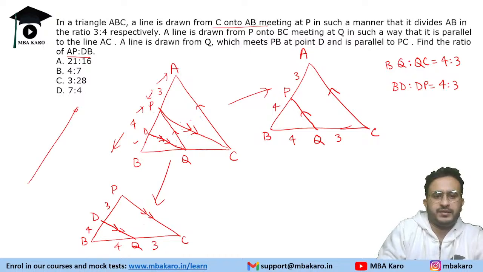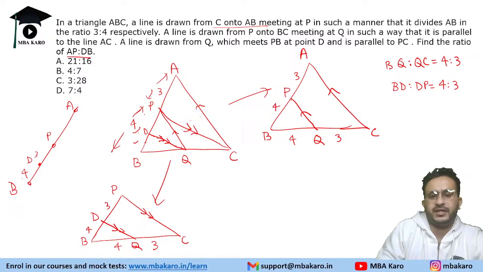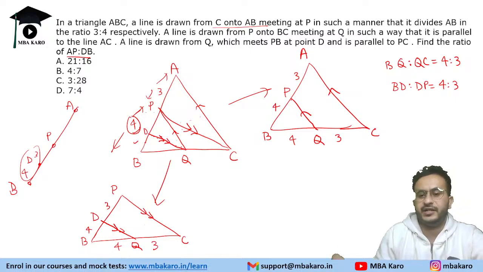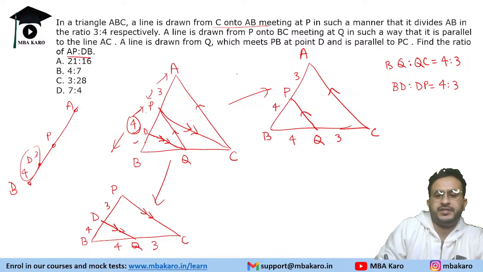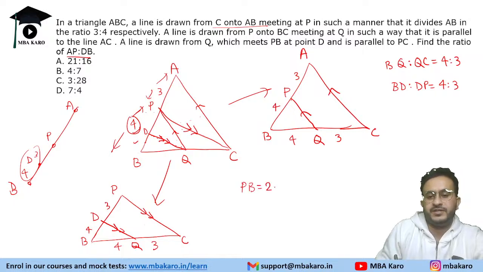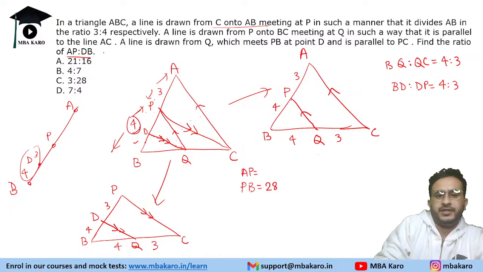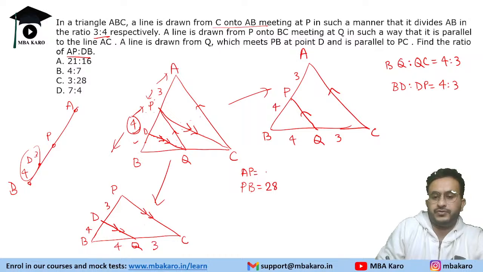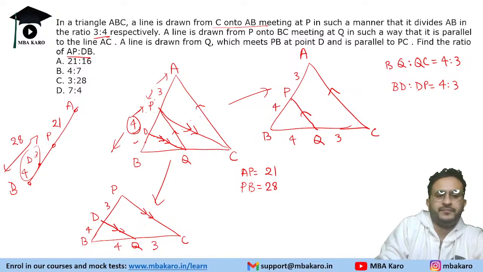Now consider this complete line. This is A, P, and B, and in between we have D. So this ratio is 4 to 3, so PB is a multiple of 7 also. So let us take 28. Let us say PB is equal to 28 for simplicity. AP will be how much? AP ratio PB is 3 ratio 4, so AP will be 21. This whole is 28.